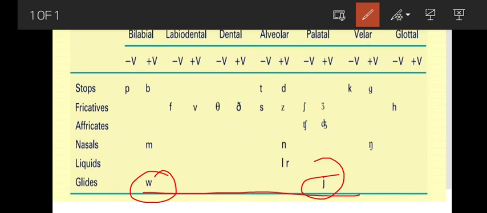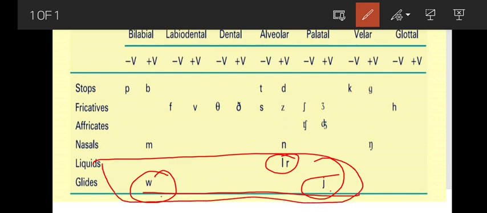In some approaches, the liquids l and r and the glides w and y are combined, and they are called approximants. Remember, liquids and glides are combined and called approximants. So this is all for today.